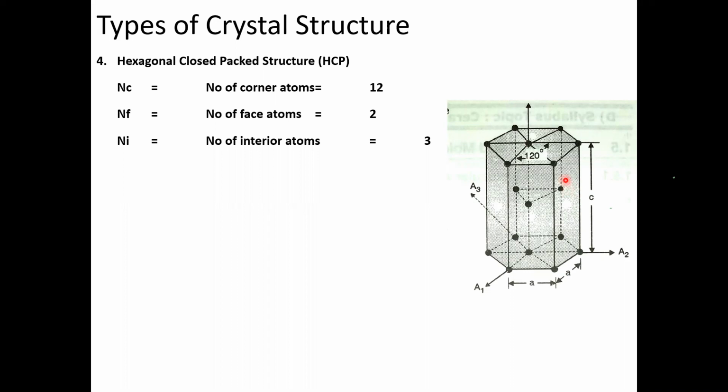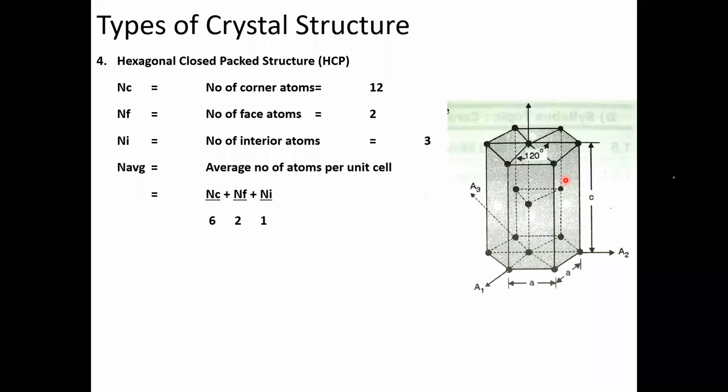Then you have to find the average number of atoms per unit cell. This is the formula. The average number of atoms per unit cell for a hexagonally close packed structure is NC by 6 plus NF by 2 plus Ni by 1. Then put in the values.